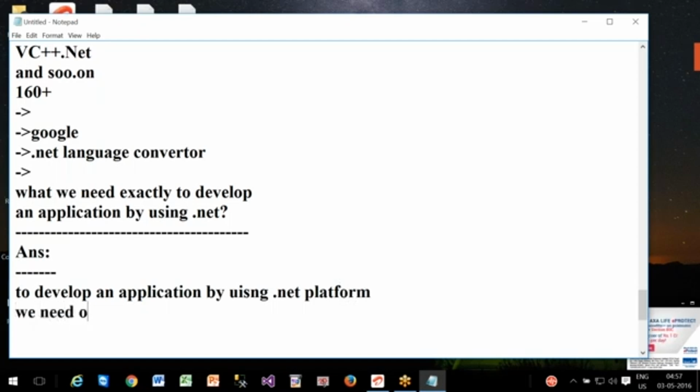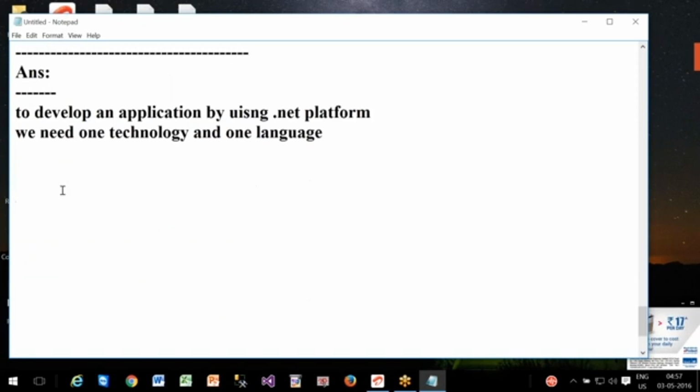we need one technology and one language. To develop an application by using .NET platform, we need one technology and one language.